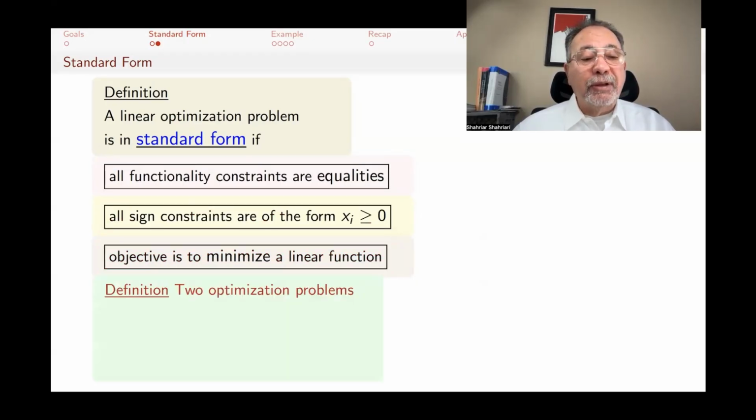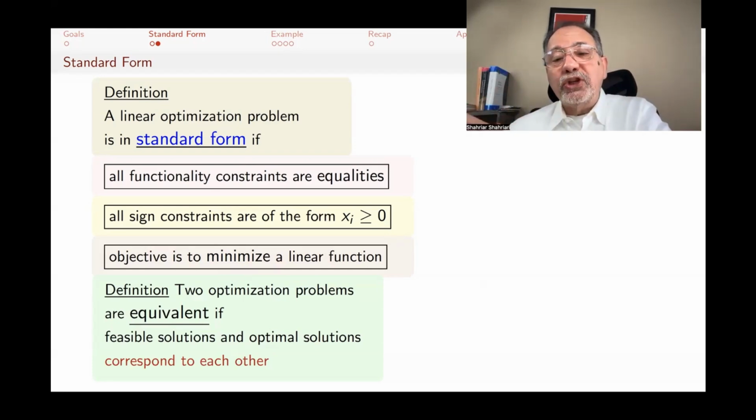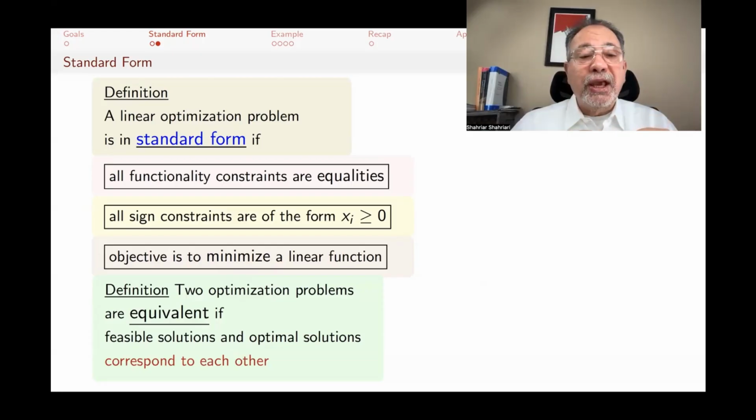Two optimization problems are equivalent if feasible solutions and optimal solutions correspond to each other. This correspondence doesn't have to be necessarily one-to-one, but it has to be that in this optimization problem, if you have a feasible solution, you know which feasible solution in the other one it corresponds to, and vice versa. And you should also be able to know that if you have an optimal solution here, that corresponds to an optimal solution over there, and vice versa, so that you can go back and forth. If you have two optimization problems that are equivalent, you could solve one or the other, and from that, you could get the answer to the other one.